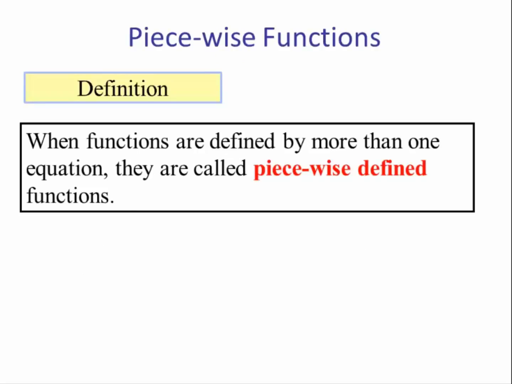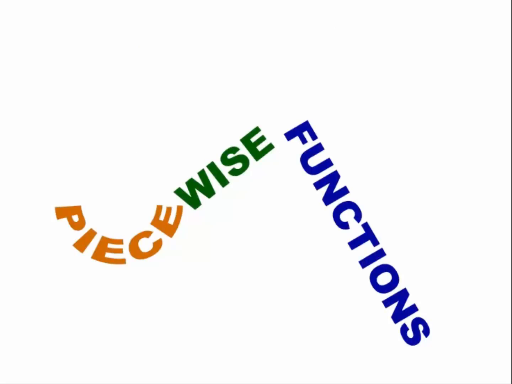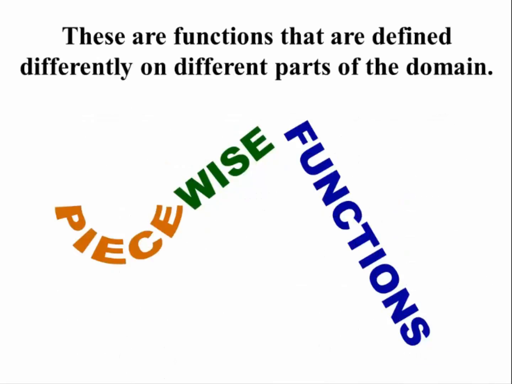Definition. When functions are defined by more than one equation, they are called piecewise defined functions, or in short, piecewise functions. So as we see with this wordplay, these are different functions that are pieced together. They are defined differently on different parts of the domain.